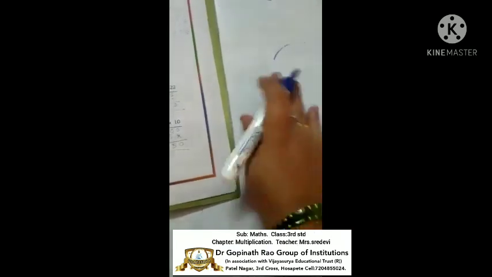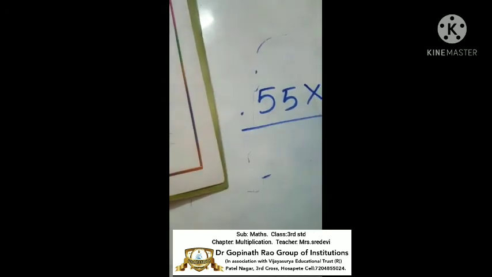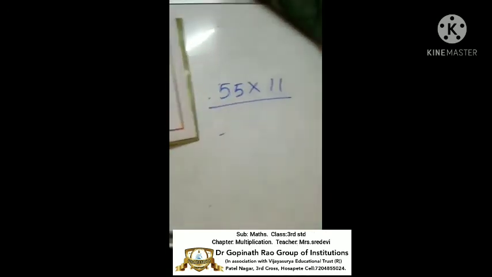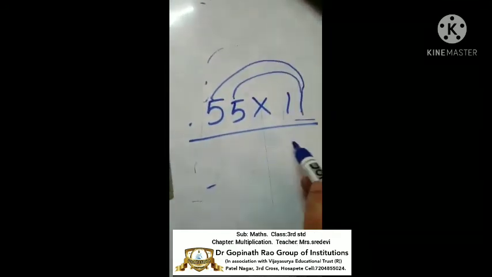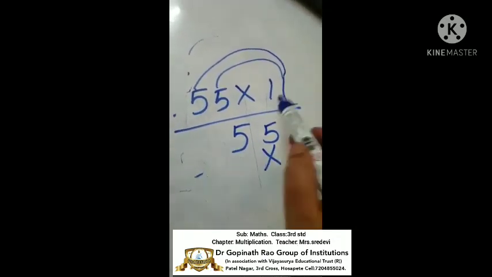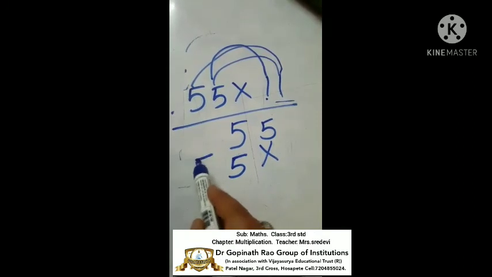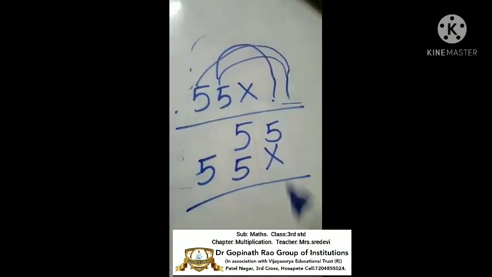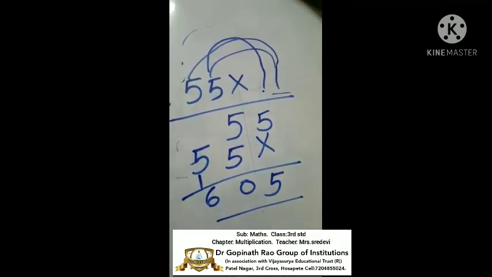Next we will solve 55 into 11. How will we do 55 into 11? Same procedure. First the units place will complete. 1 5 is a 5. 1 5 is a 5. Since we finished the units place, we put a cross mark. Now we start with the tens place. 1 5 is a 5. Again 1 5 is a 5. So 5. 5 plus 5 is 10. 5 plus 1 is 6. So the answer is 605.